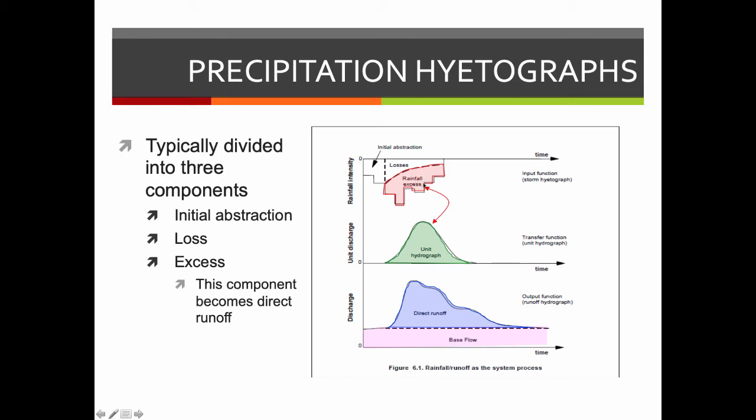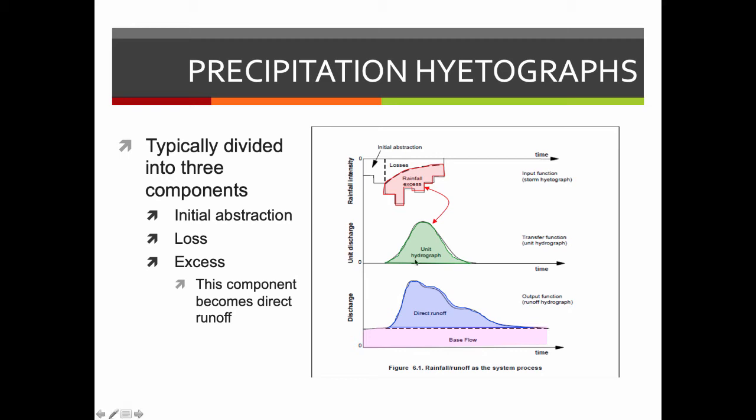And so this excess is applied to a transfer function to produce a unit hydrograph, which is this unit hydrograph here, and then that is convolved to produce a direct runoff hydrograph, and when that's added back to the base flow, then this is the predicted response. So the unit hydrograph operates on rainfall excess to produce the direct runoff.